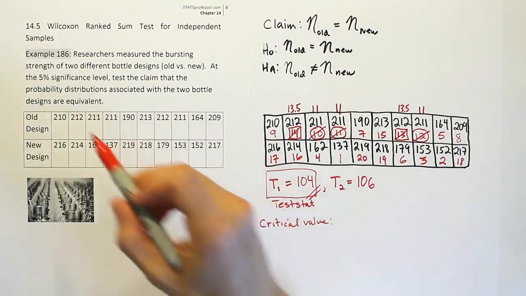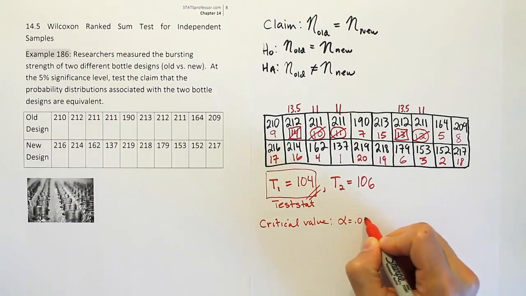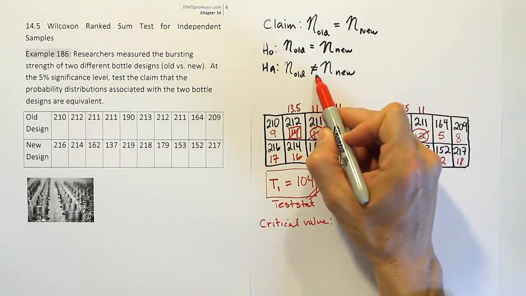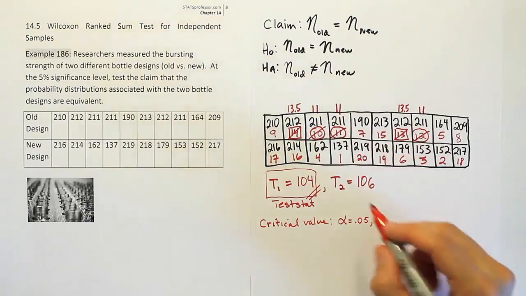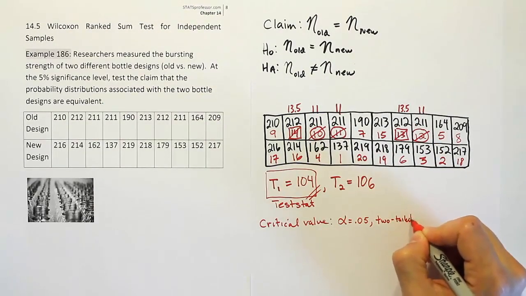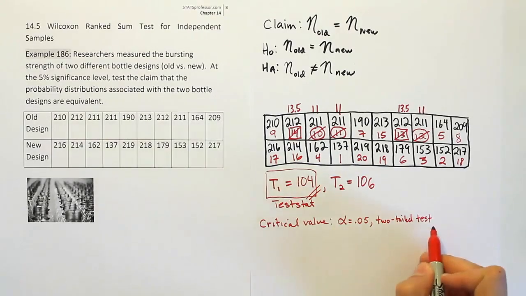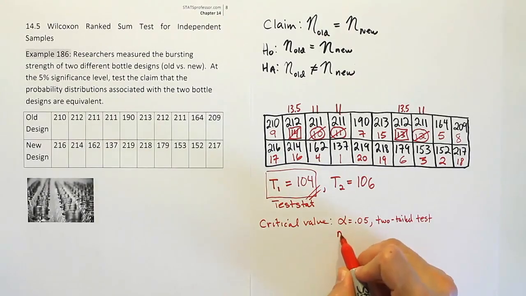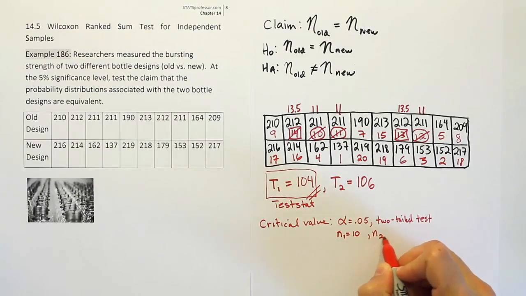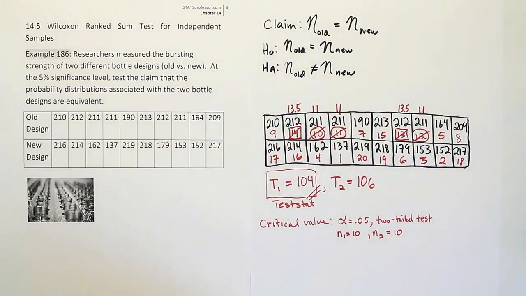For the table, we're going to need the fact that we have a 5% significance level, 0.05, and then we're going to need to know how many tails we have. Based on HA, this is a two-tailed test because a not equal to symbol means two tails. So 0.05 for alpha, two-tailed test, and then the sample size. N1 is equal to 10 and N2 is equal to 10. In other words, there were 10 values in each row of data that we had.